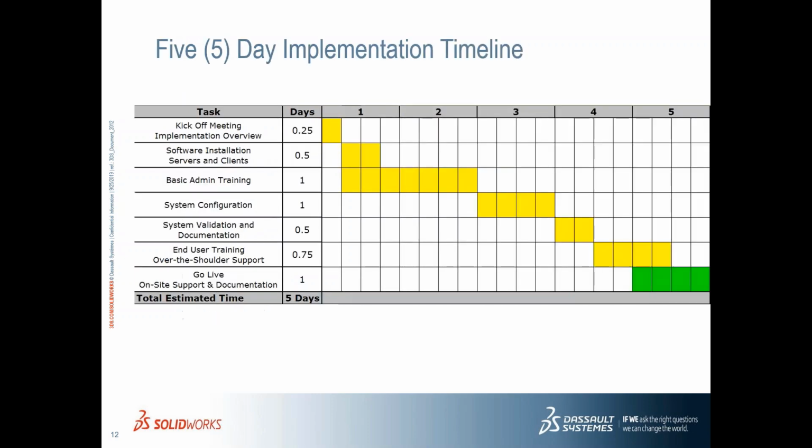So let's start off by talking about what we call an implementation, right? An implementation is literally just the process of getting PDM up and running, and it falls into four basic categories. When we do an implementation for a customer, we generally start off with 5 days. That's just an overall amount of time. We're not necessarily saying it's going to take 5 days, but that's how we break this down.